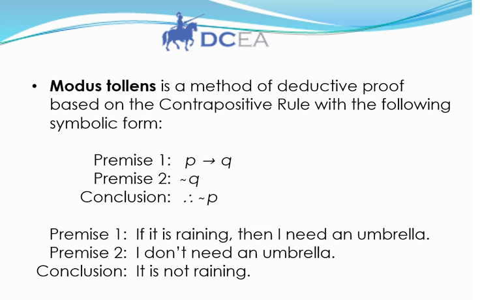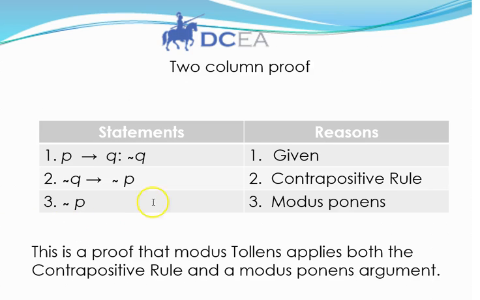Let's go back and look at this. If P, then Q, not Q. So we're actually doing the proof for this premise. Not Q, therefore not P, is our original premise that we negated and reversed, and we used the contrapositive rule to do that. Our conclusion is not P.